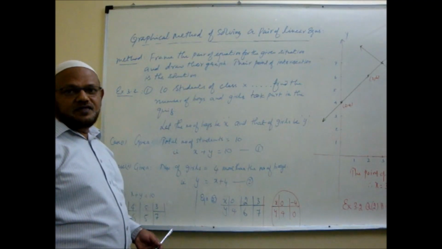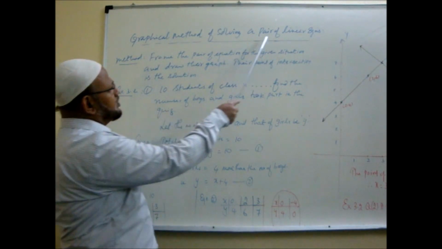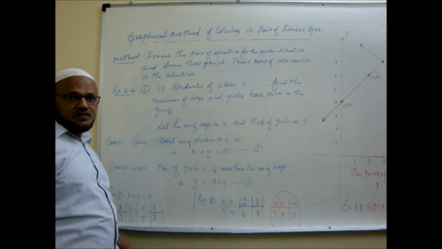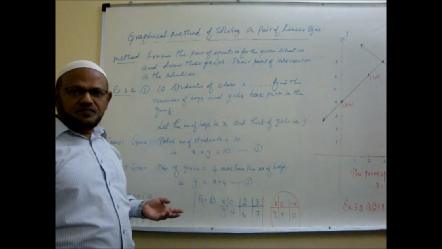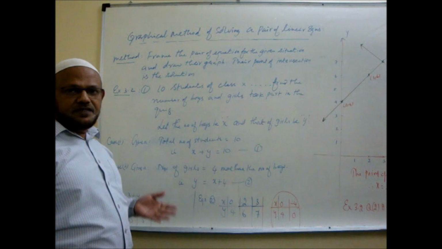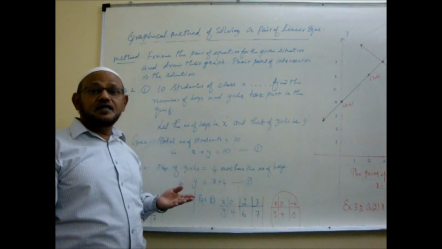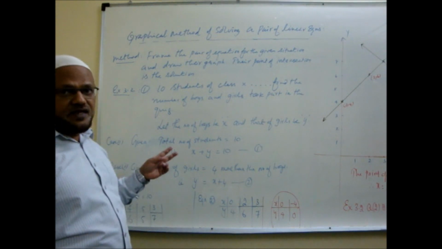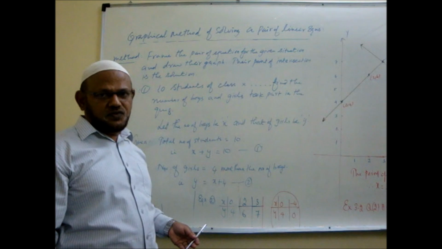So continuing our graphical method of solving pairs of linear equations. How to draw the graph? In the last class we saw how to draw the graph for a pair of equations. As I told you earlier, when you draw the pair of lines, they may intersect at a point. If they intersect at a point, as I told you, the point of intersection is the solution.